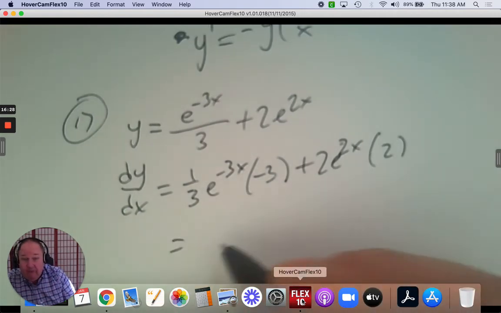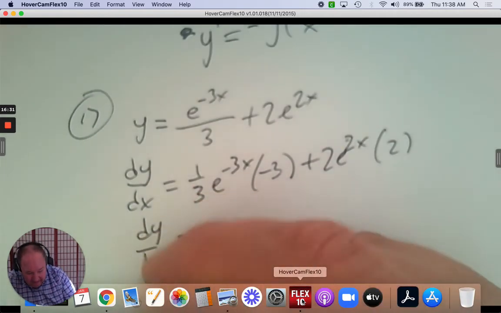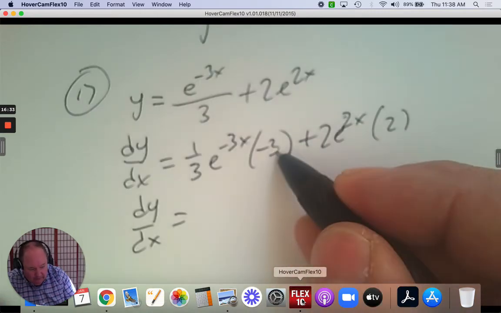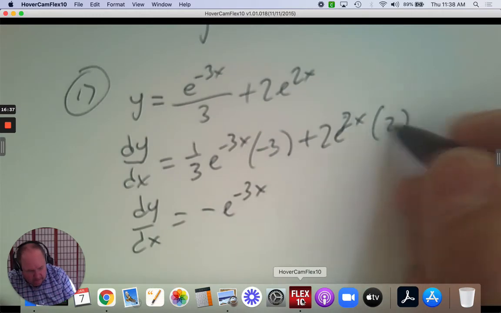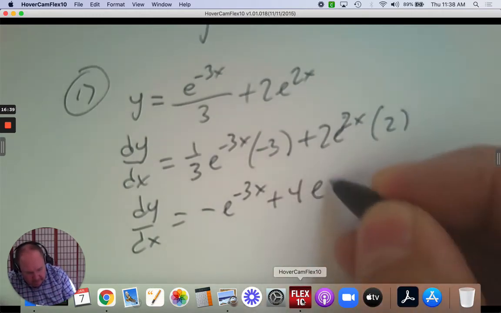I'm going to simplify it because I have to take the derivative again, so I'm going to make that easier on me. So negative 3 and 1/3 is just negative e to the negative 3x. 2 times 2 is 4, e to the 2x.